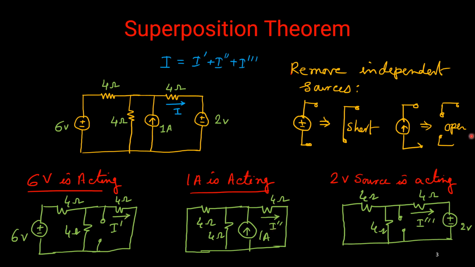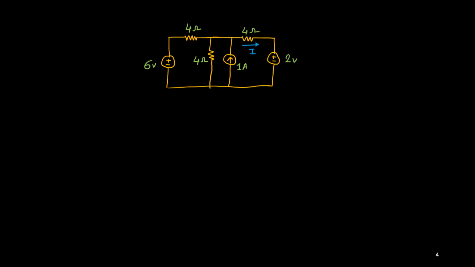So let us solve this total problem. Okay, so this is our circuit. Now first we are considering that this 6 volt source is acting alone.